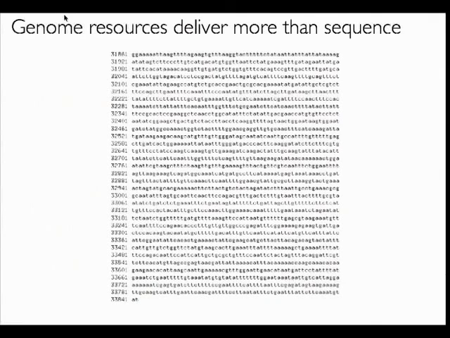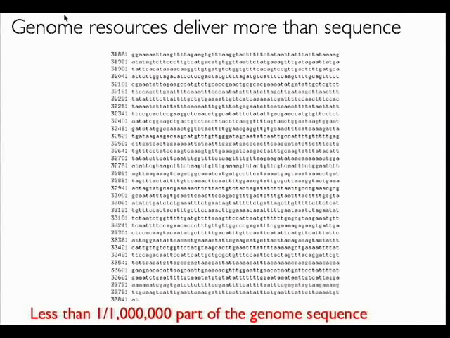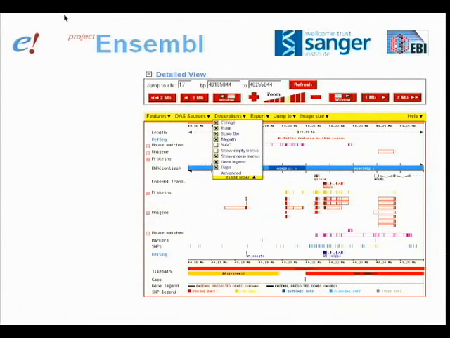Now, we delivered more than just the sequence. So here's a piece of sequence. This is a tiny piece of sequence. It's less than a millionth of the human genome. But most of what we do is serve information on top of that. So here's one of these views. It's a small piece of sequence.